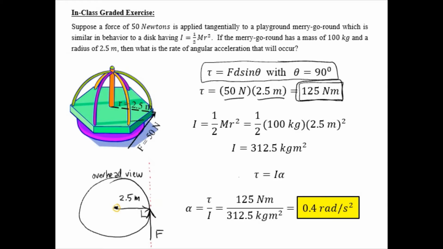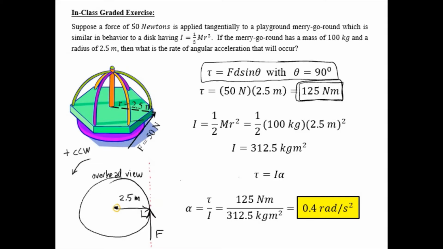Now that 125 newton meters of torque is positive. Right? That is positive because this is the positive rotation direction. So this is positive rotation. Counterclockwise motion is the positive direction of rotation. So this is a positive torque as viewed from above.